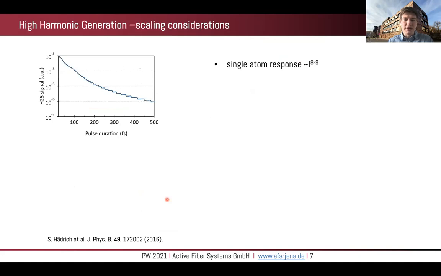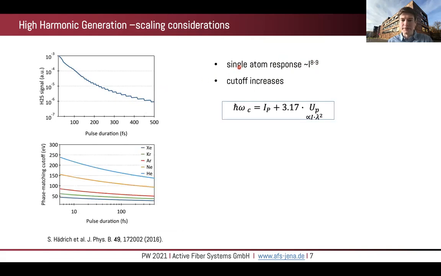So another important aspect is, for example, the pulse duration of your driving laser. The single atom response of HHG scales with intensity to the order of 8 or 9. And here you can see if you reduce your pulse duration, your signal can rapidly increase because you can basically use higher intensity before you ionize your gas too much. At the same time, also the cutoff increases for the same reason, because you can use higher intensity. You have a larger ponderomotive potential in your HHG process, and this actually dictates the cutoff wavelength.